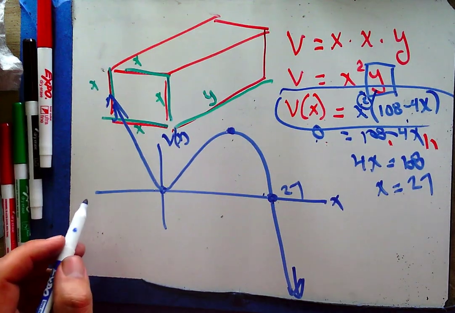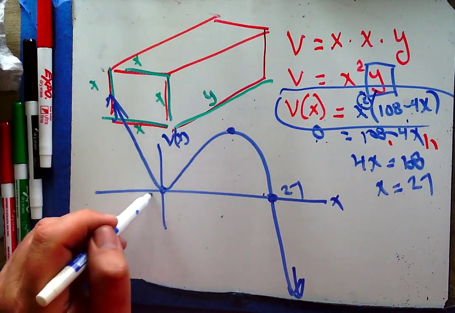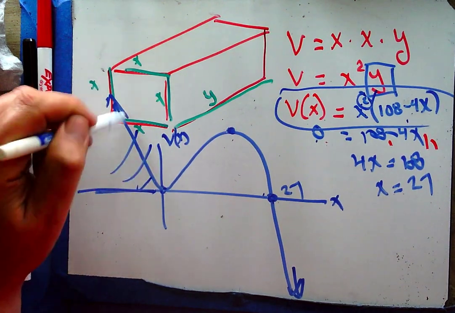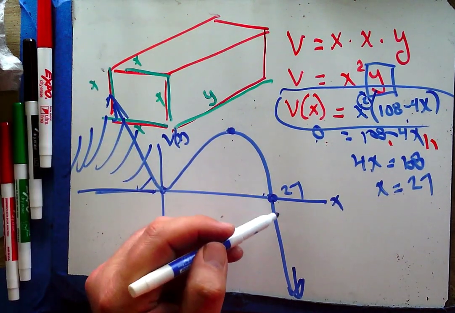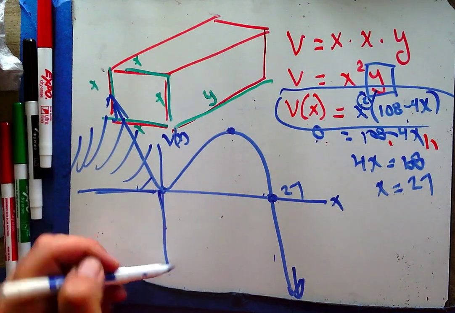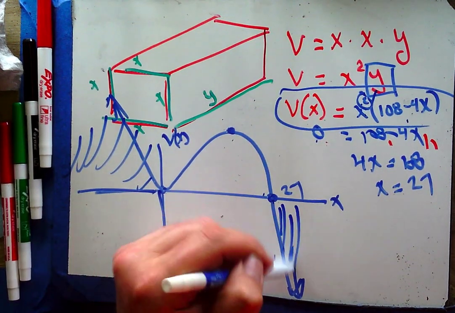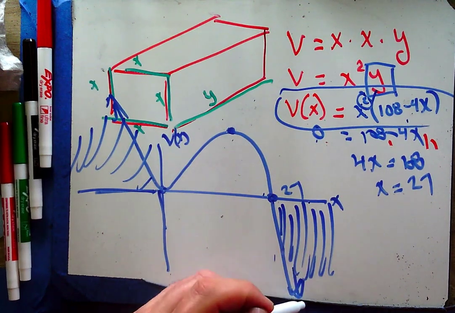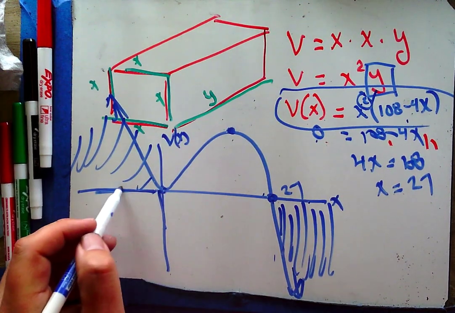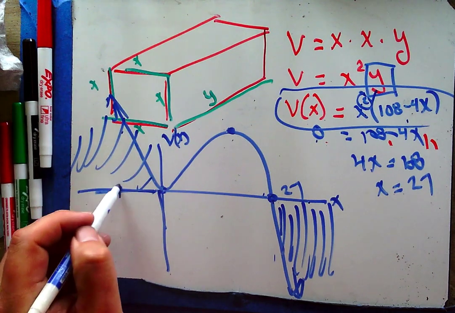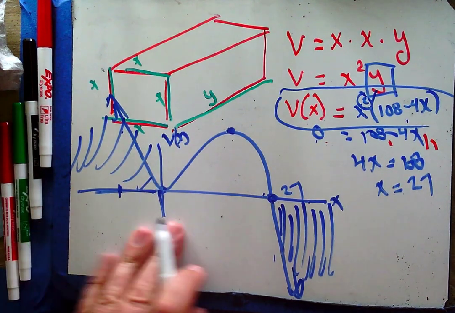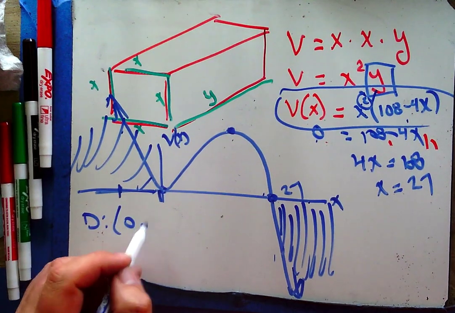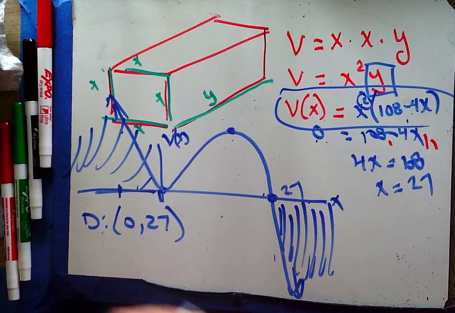But what about the domain? Well, can I have any negative side lengths? No. So all this gets thrown away. Can I have any negative volumes? No. So all this gets thrown away. Because anything out here is going to produce a negative volume. And anything over here with a positive volume produces a negative x. And neither of those things is okay. So I'm going to say that the domain goes from 0 to 27.